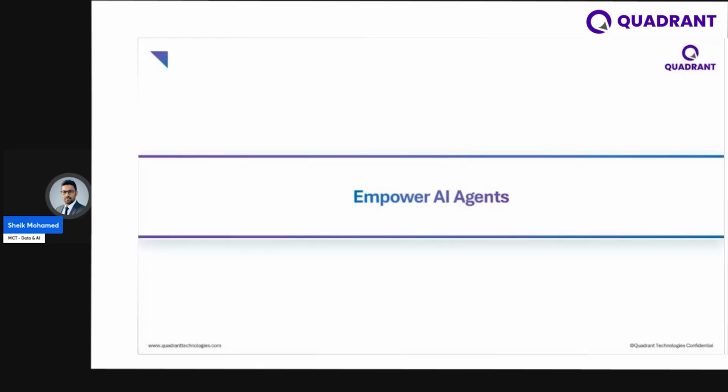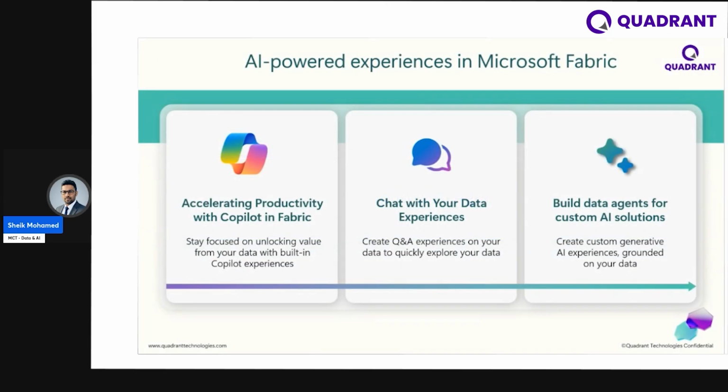Let's get into the final layer where we talk about how we can empower AI agents. So we talked about the IQ layer, the curation of your semantic knowledge. That's where you build your ontology, as we have seen in the video, to build that graph, and then define the business meaning to all of the entities that you have. And then the AI-powered experiences are now possible on top of the curated semantic layer that you may already have. It could be semantic models or ontology that you may build on top of your data.